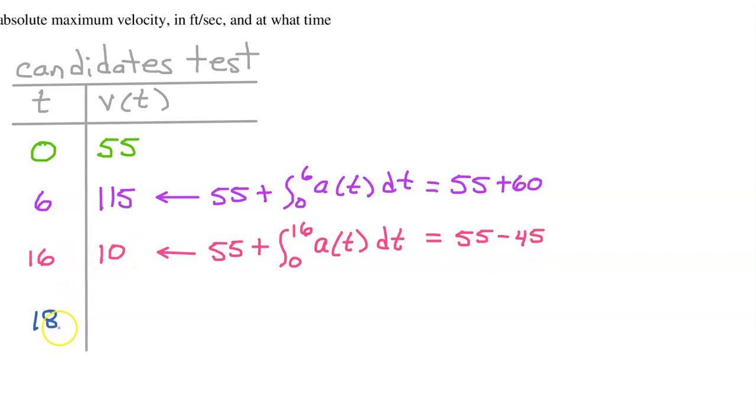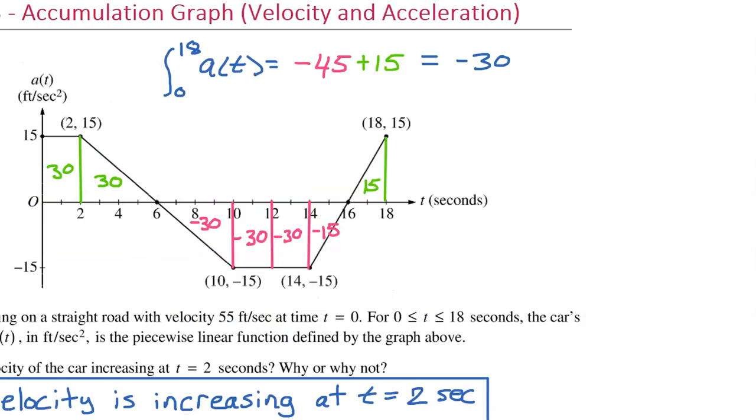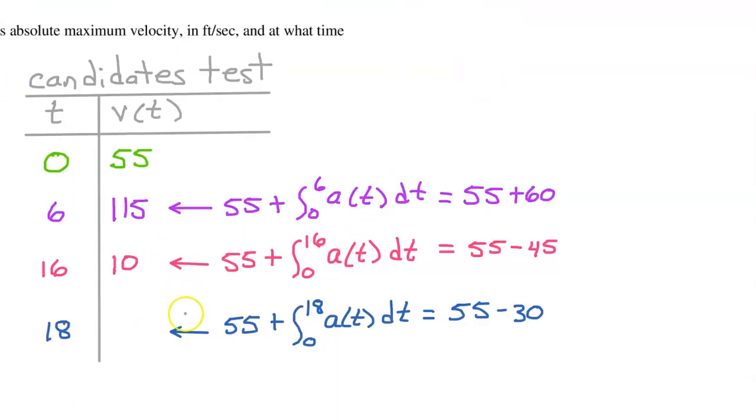How about the velocity at time t equals 18? I'm sure you already know where this is headed. It's going to be 55 plus the integral of acceleration from 0 to 18. Let's check out the graph. For the integral of acceleration from 0 to 18, let's take the total area from 0 to 16 that we found on the last step, which was negative 45, and add the extra 15 for a total of negative 30. That means the velocity at t equals 18 will be 55 minus 30, which is 25.